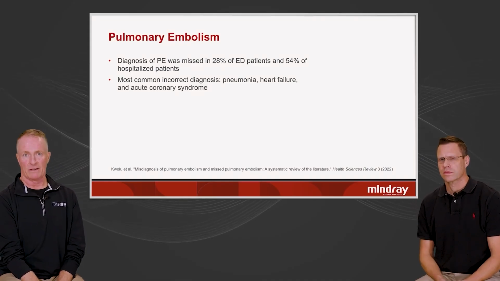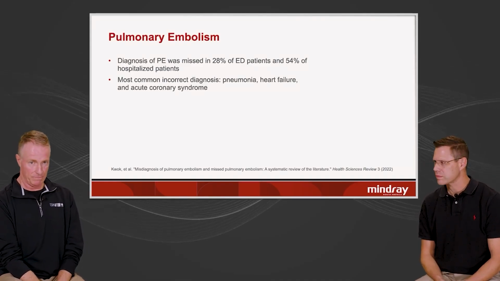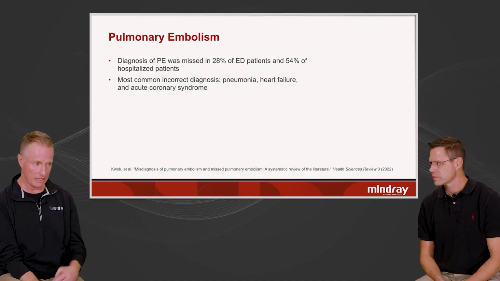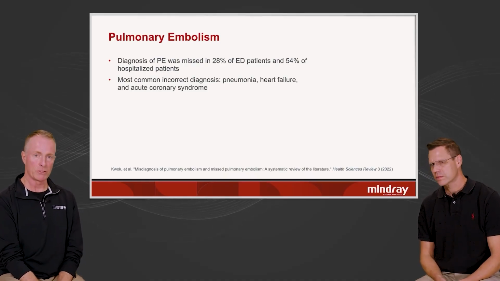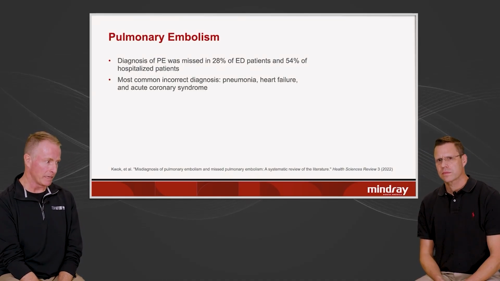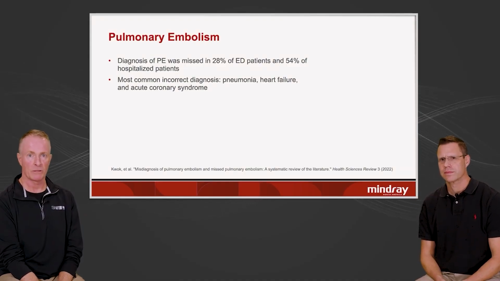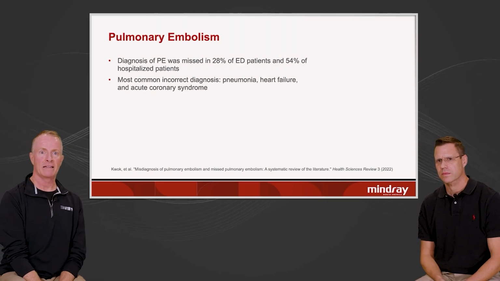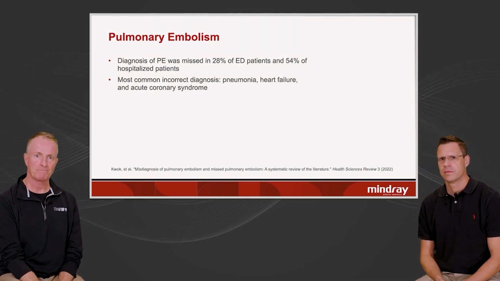Incorrect diagnosis could be heart failure. Acute coronary syndrome is common. People have chest pain and maybe their troponin is elevated a little bit, so they get admitted. And the reason the troponin's elevated is because they have a PE. So if you don't think of that, you can easily miss this diagnosis.